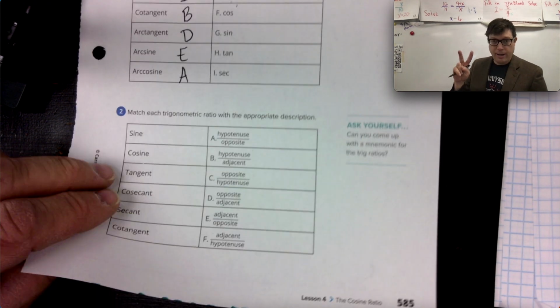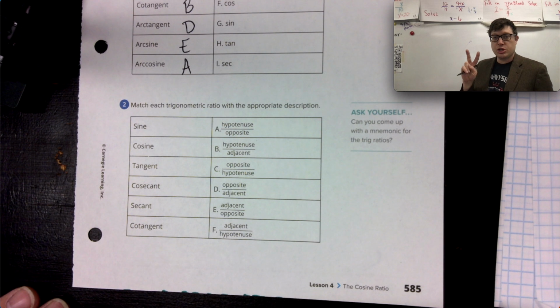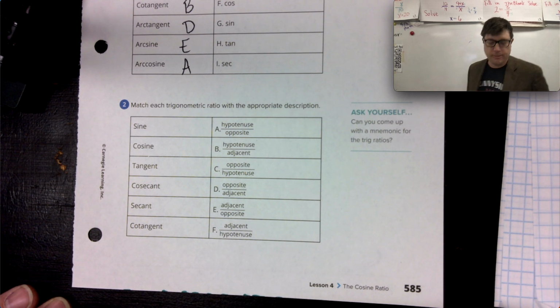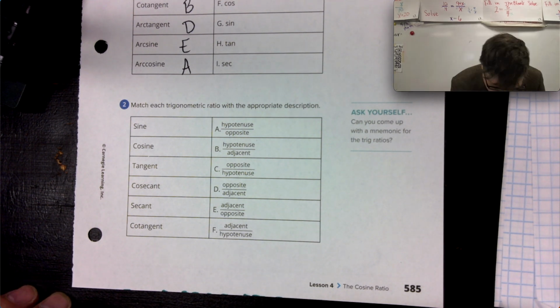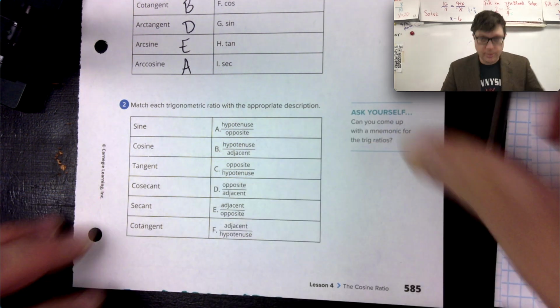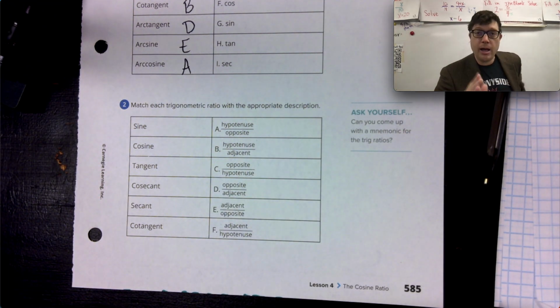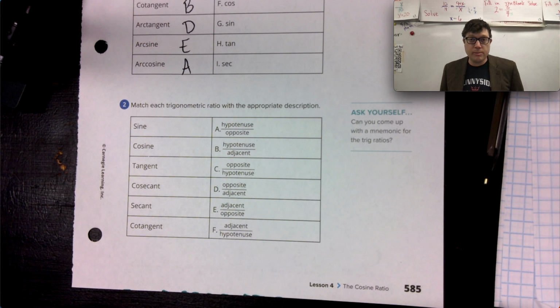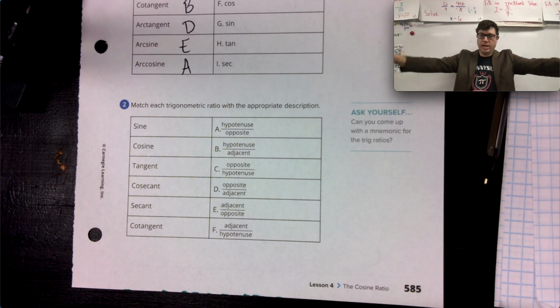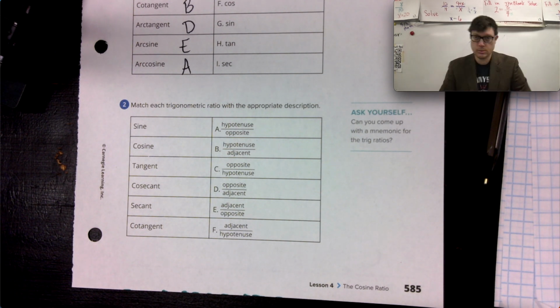For all of you that are joining back in, we're on number 2. Match each trig ratio with the appropriate description. Sine is... Actually, right now, I'm not going to answer any of them. I'll answer them after you pause the video, and then you answer them, and then come back and check, okay? So, pause and check. Here I go.